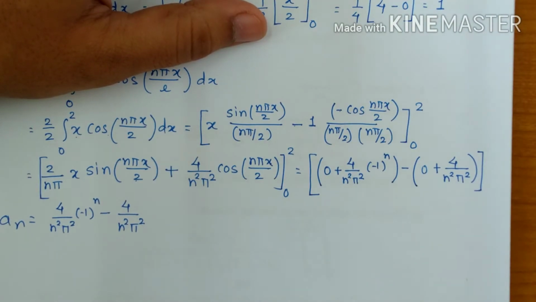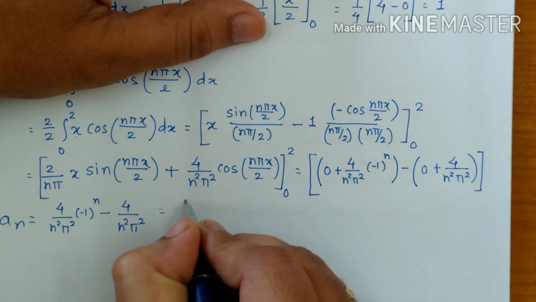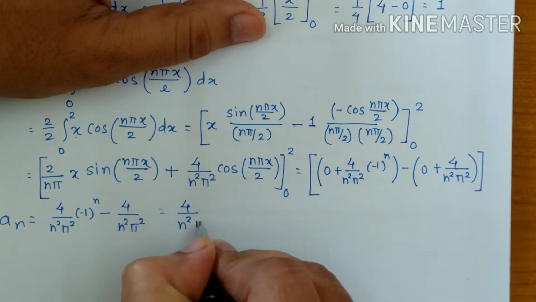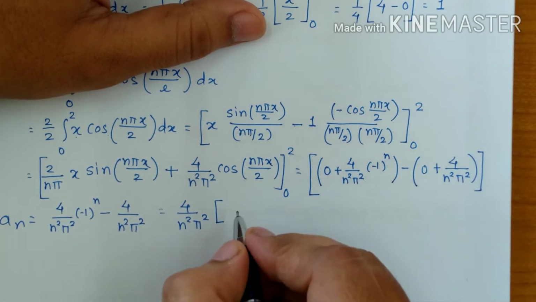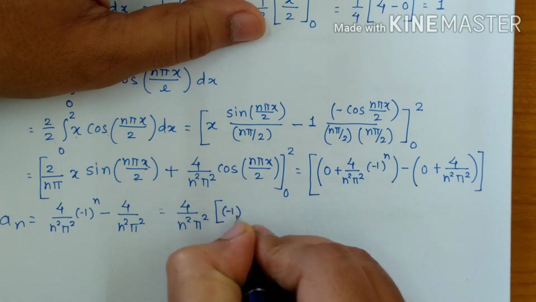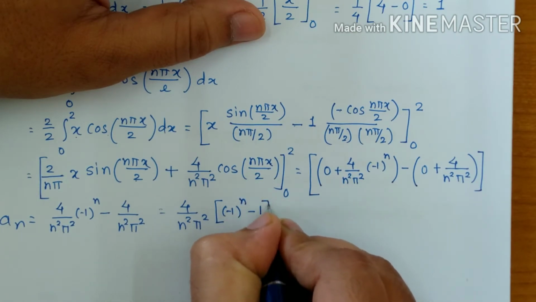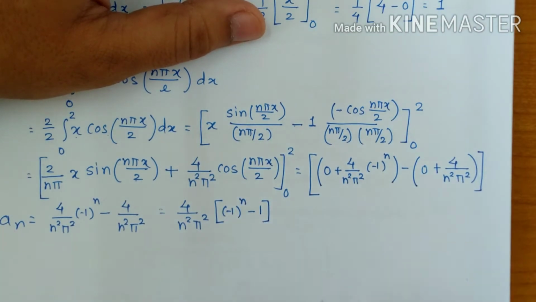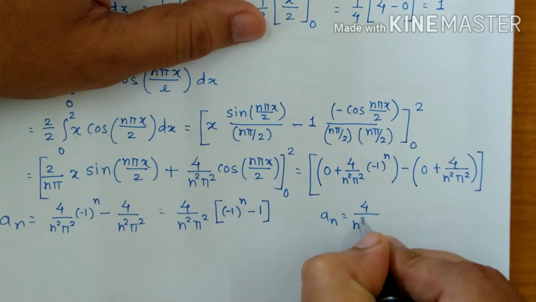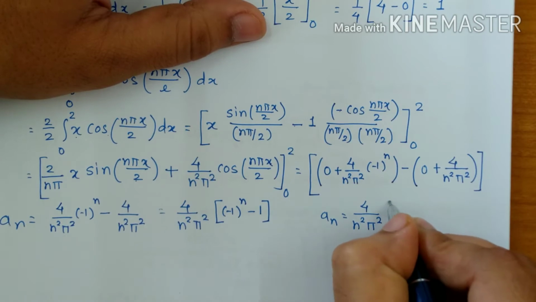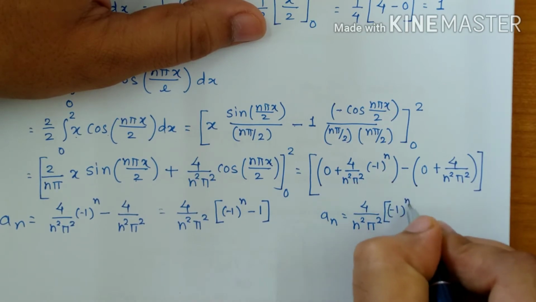Now what I am going to do is, I am taking 4 upon n square pi square outside. Hence inside of the bracket we get minus 1 raised to n minus 1. So hence here a n is equal to 4 upon n square pi square into bracket minus 1 raised to n minus 1.